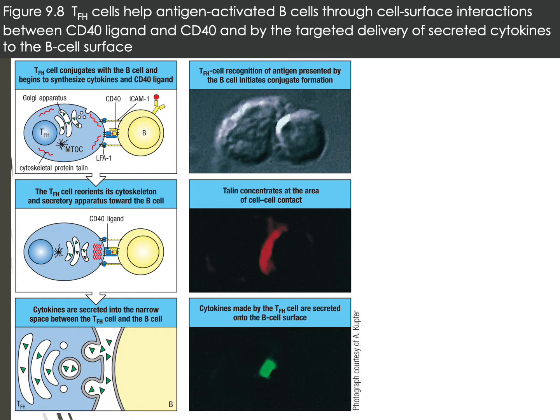And then we have CD40 ligand as our co-stimulatory. And then lastly, we have our cytokines. So cytokines are going to be secreted by the T follicular cell, which is then going to give that kind of third signal to the B cell so that it can activate in a T cell dependent manner.